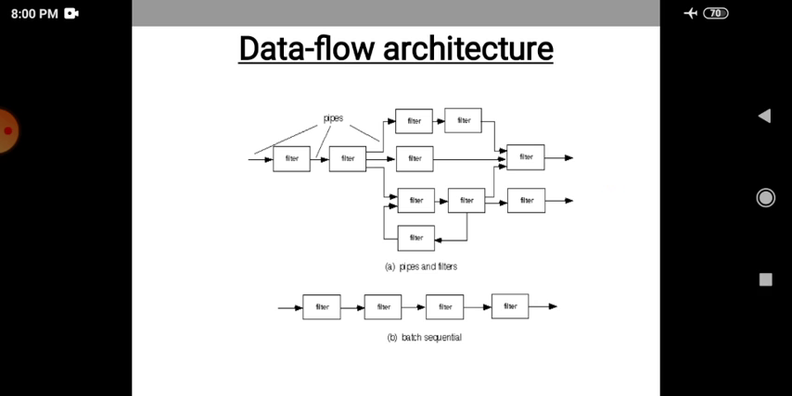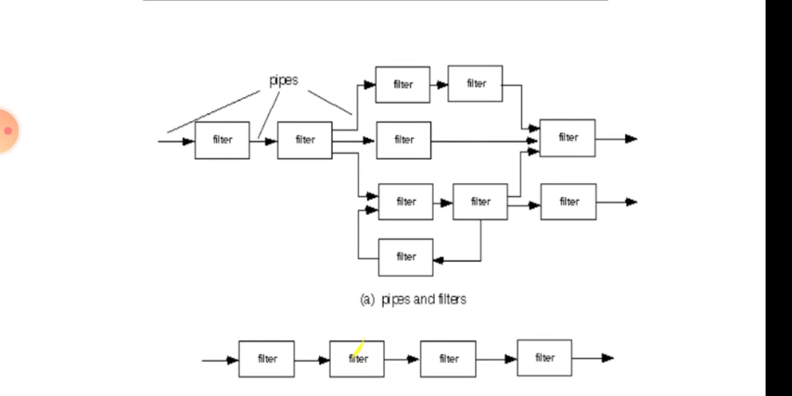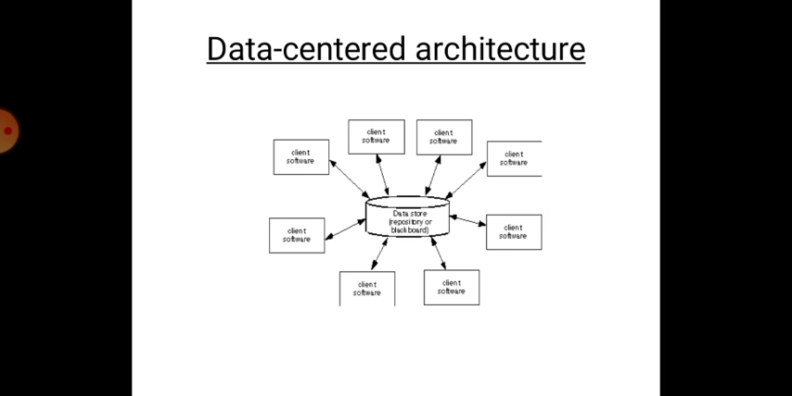Next, data flow architecture. Here you can see the data flows, moves from one filter to another filter through the pipes. So here we consider how data moves from one section to another section and wherever it is filtered.